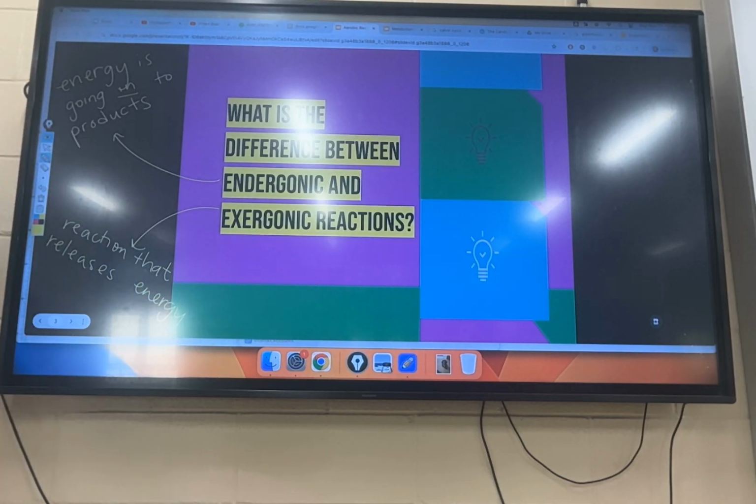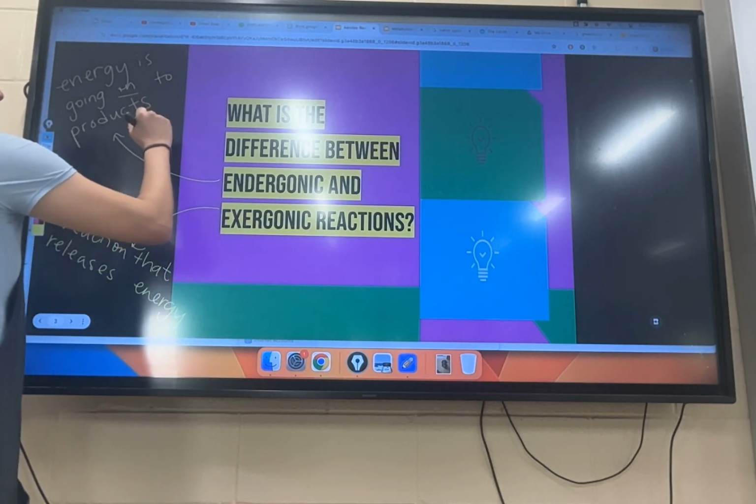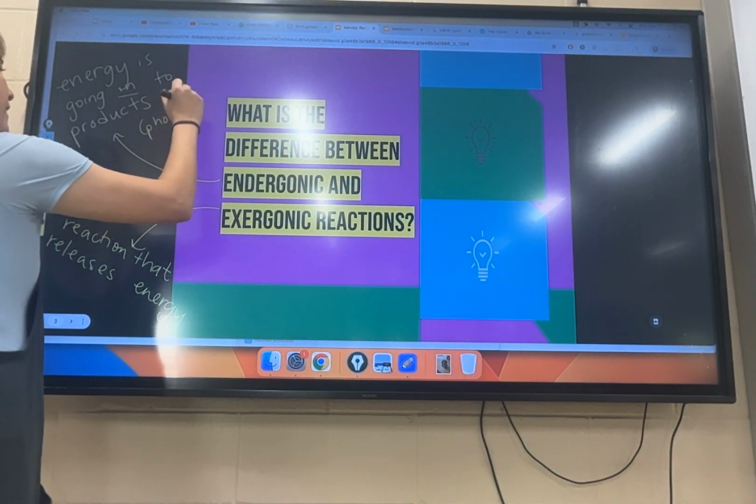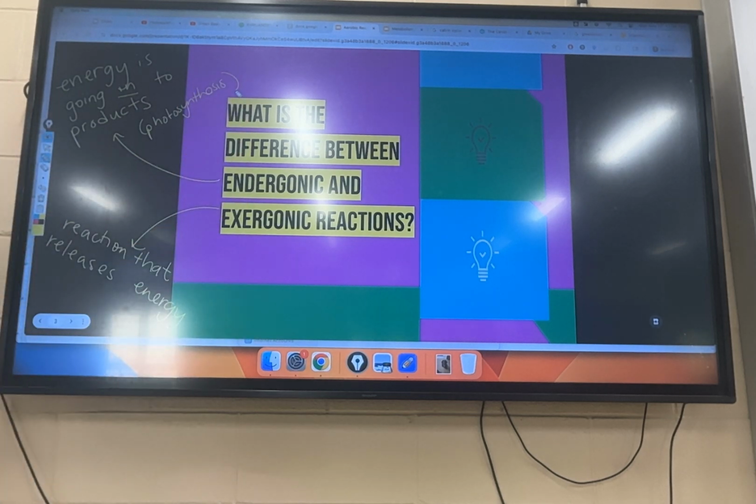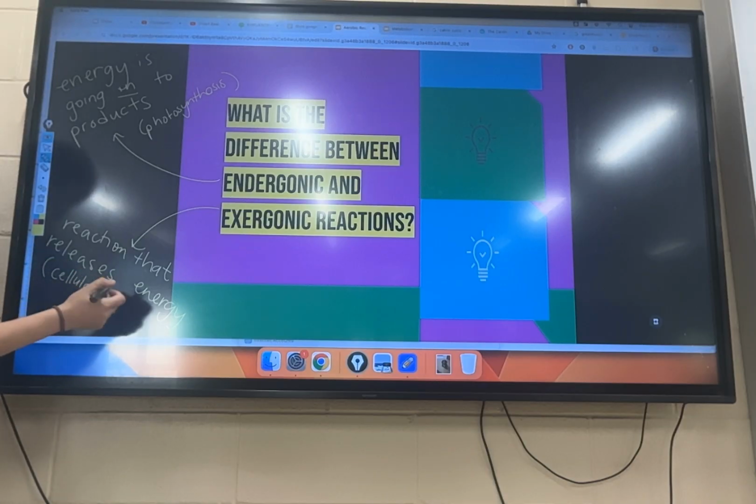In our two major reactions of this unit, cellular respiration and photosynthesis, which one would be endergonic? Endergonic would be photosynthesis. Photosynthesis is an endergonic reaction. We have this input of energy that we package into our products of glucose. Some oxygen gets made, but that's not really the point of it. And our exergonic reaction is cellular respiration. We have a net output of energy from our reactants to our products.